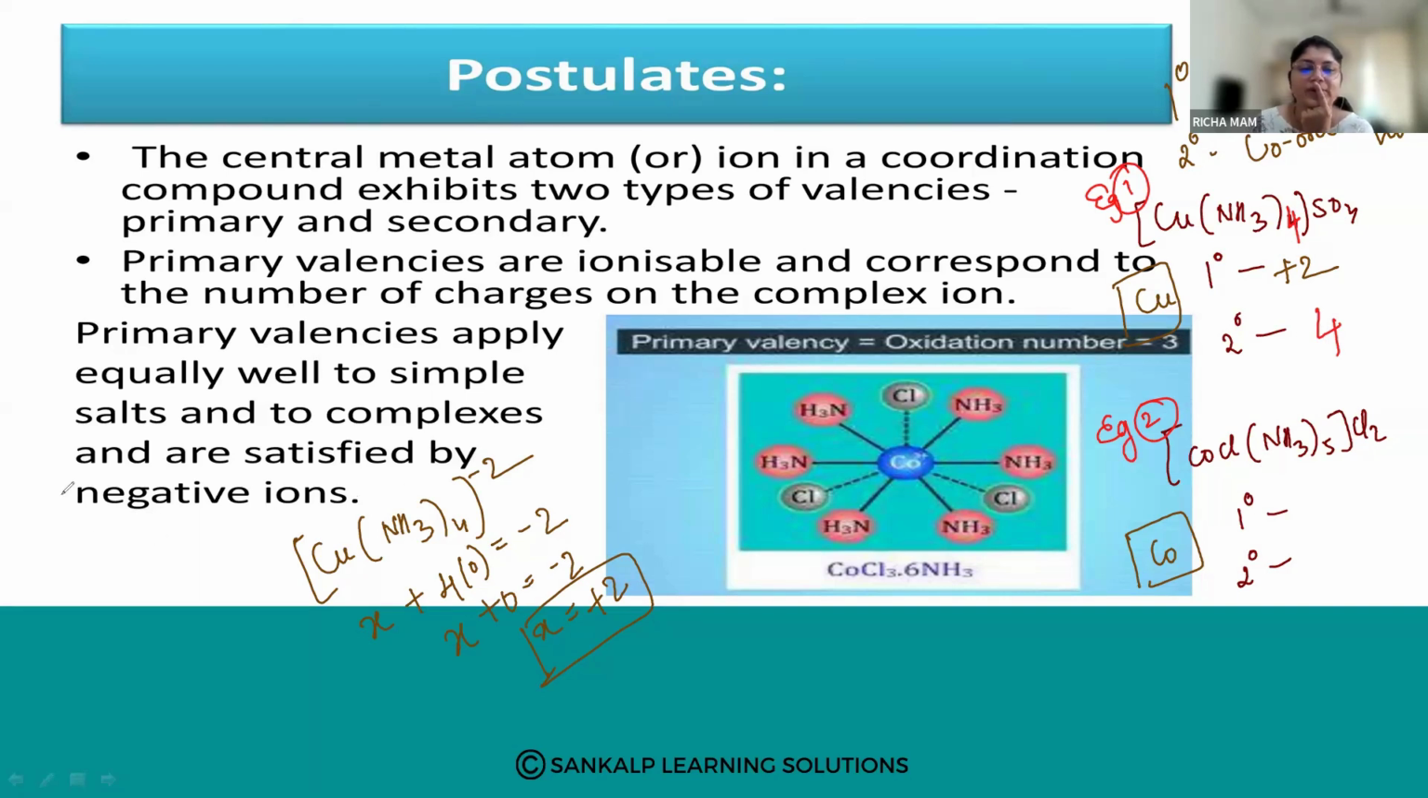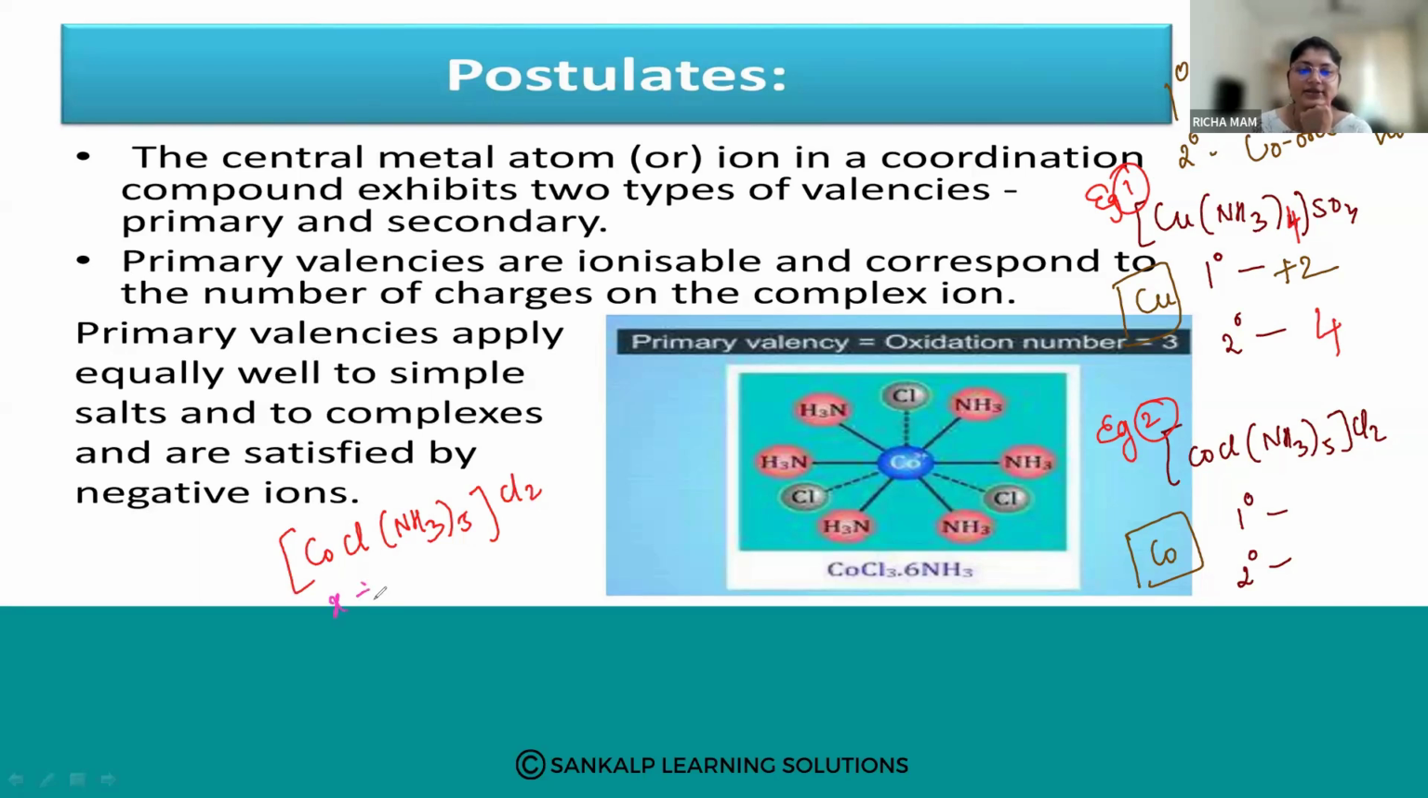Okay, let us see. See here, now how we have to find. Okay, don't get confused. Now here, cobalt, Cl, NH3 5, and Cl2. Now, what is the central metal atom? It is cobalt. So X plus chlorine is -1 plus ammonia is 0. How many ammonia are there? 5. So 5 into 0 equals to, okay, so bracket is complete.